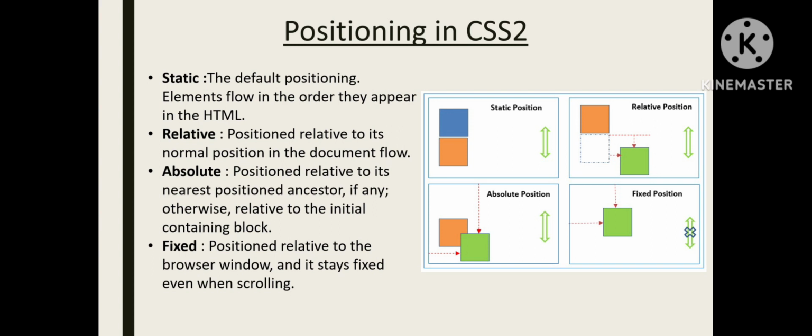Third is absolute positioning. It removes the element from the normal document flow and positions it relative to its closest positioned ancestor or the initial containing block. When an element is set to position absolute, it is taken out of the regular document flow, and its position is also determined by specifying values for the top, right, bottom, and left. Fourth is fixed positioning. It is positioned relative to the browser window and it stays fixed even when scrolling.